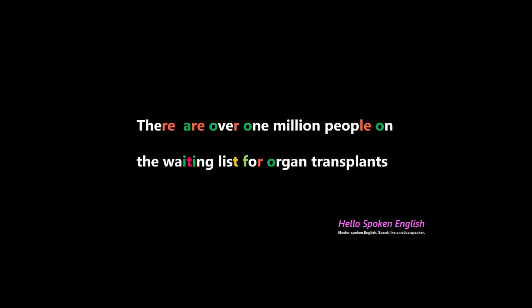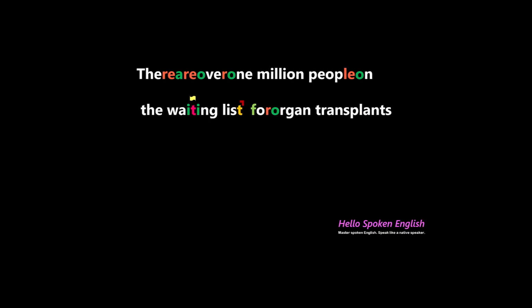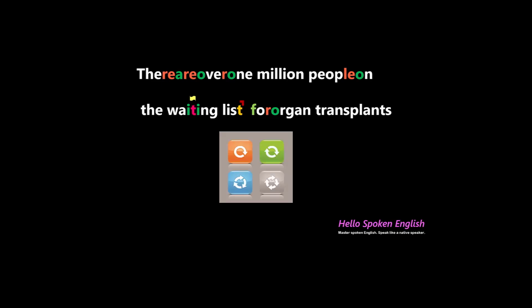How can we speak like a native speaker? There are over one. Over one. People on. Waiting. List for. For organ. If we say it by pronunciation, there are over 1 million people on the waiting list for organ transplants. Let's speak it together. There are over 1 million people on the waiting list for organ transplants.